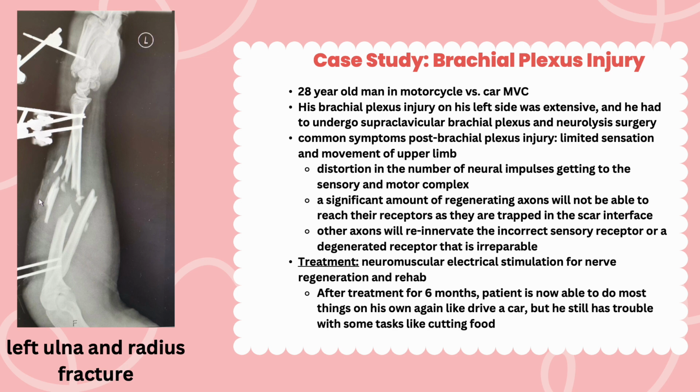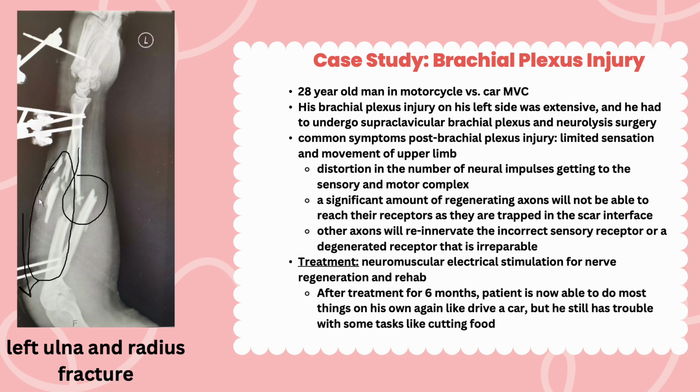And then on the left, this is his x-ray. As we can see, both his ulna, which is right here, and the radius, which is right here, are fractured. His elbow is right here.